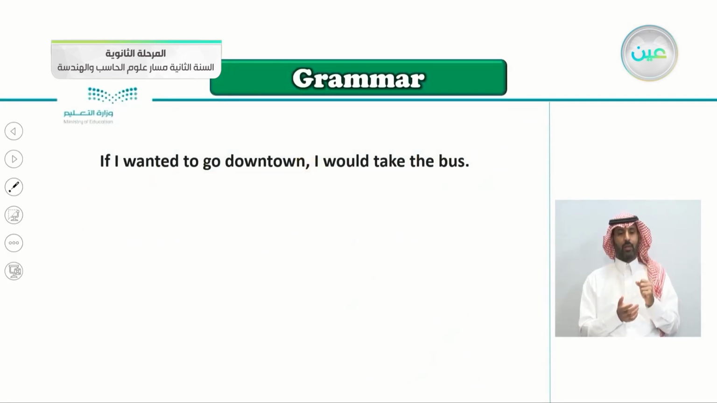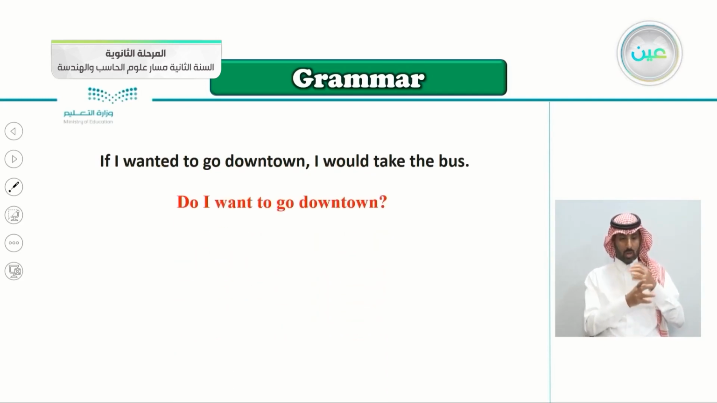So if I wanted to go downtown, I would take the bus. When someone says to you, if I wanted to go downtown, I would take the bus, I would use the bus. So this is an easy sentence. This is the if clause and this is the main clause. If I wanted to go downtown, I would take the bus.